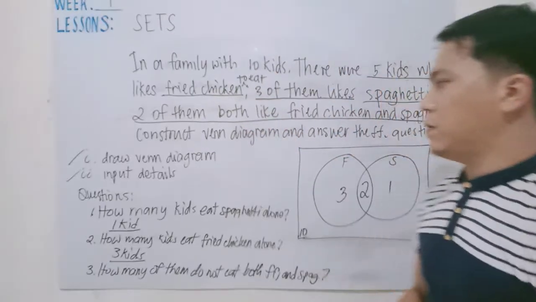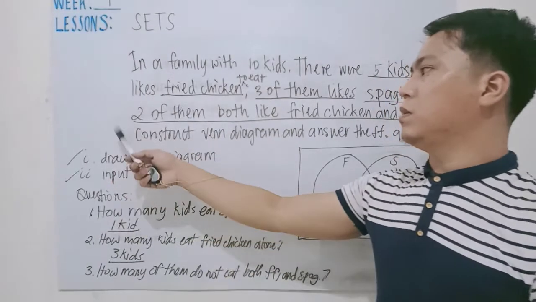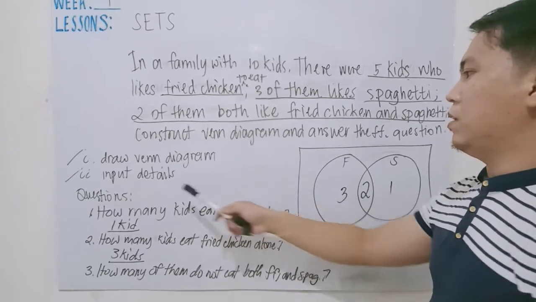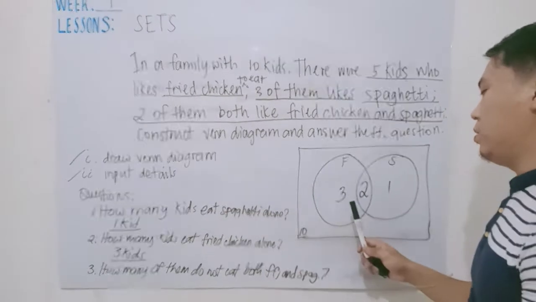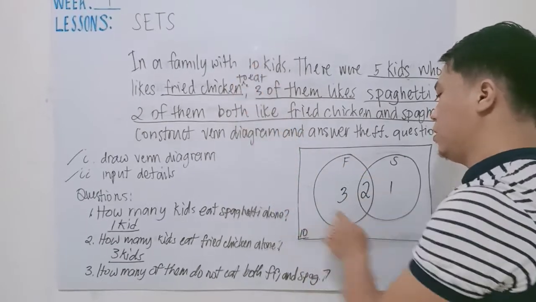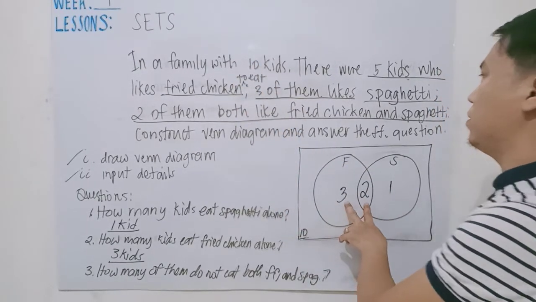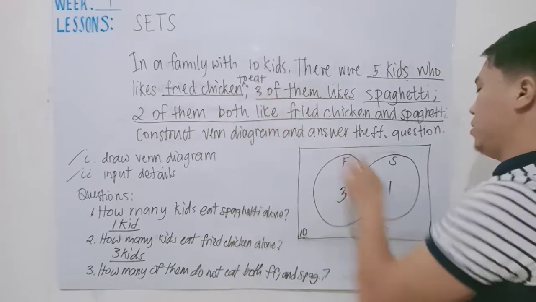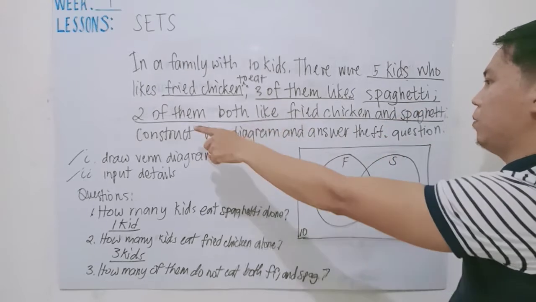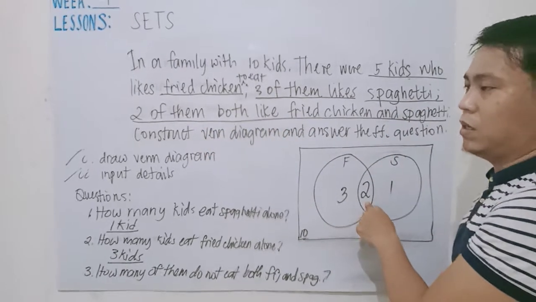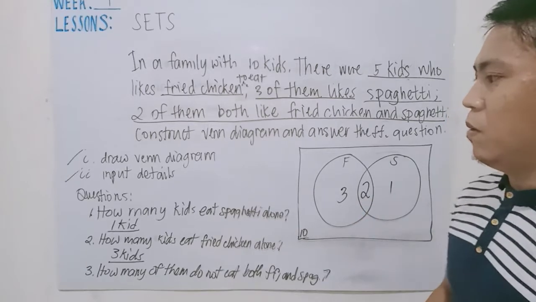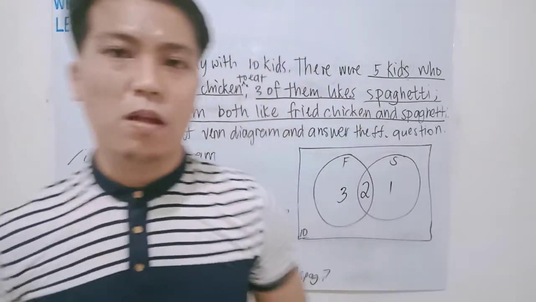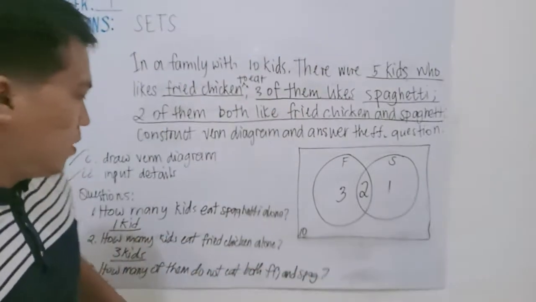So we satisfy and we represent this word problem in a Venn diagram. We represent and input the details. The 10 is the universal set, the 3 plus 2 is for the fried chicken, the 2 plus 1 is for the spaghetti, and the commonality is 2, so that is why it's in the middle part.